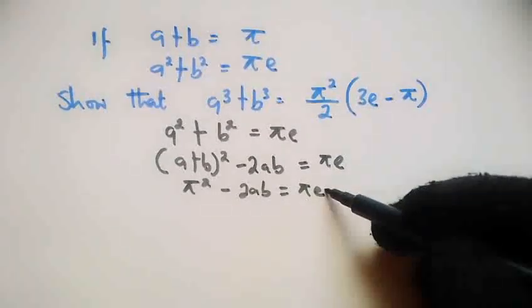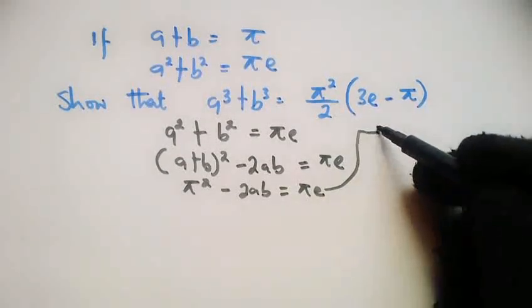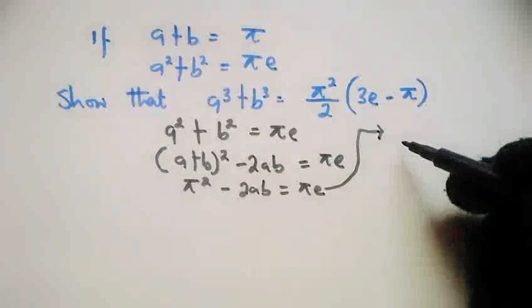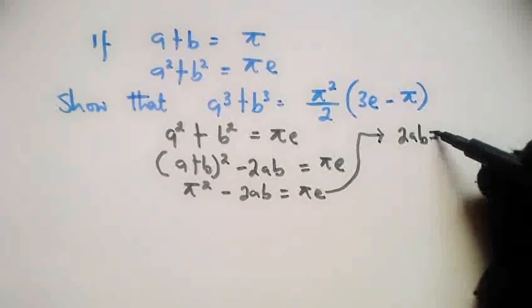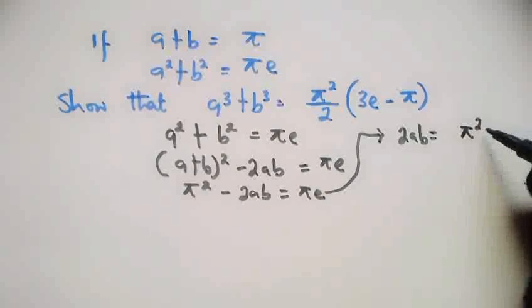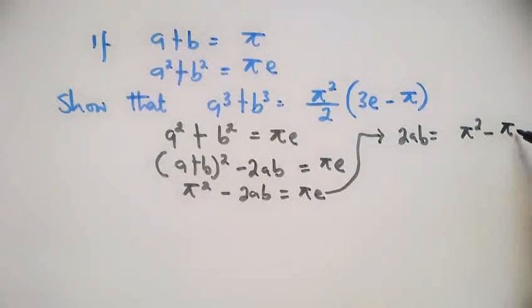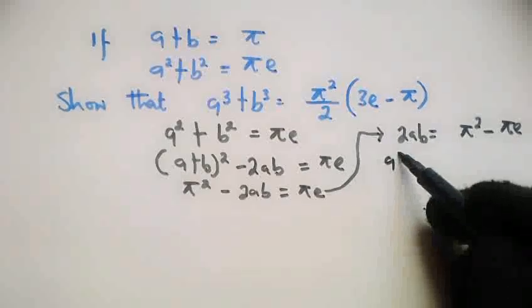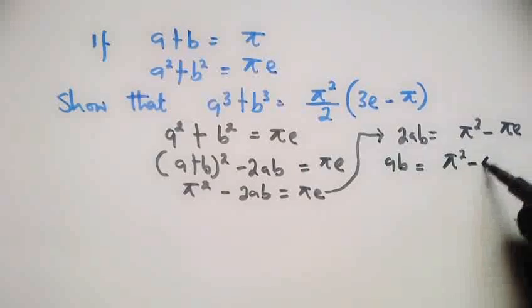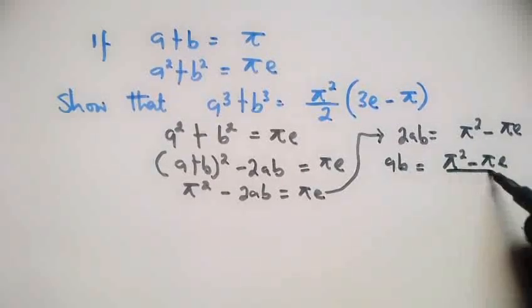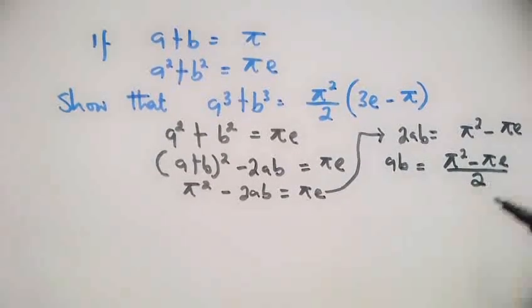Now from here we have 2ab is equal to pi squared minus pi times a. So divide both sides by 2. So we have ab is equal to pi squared minus pi times a, all over 2.